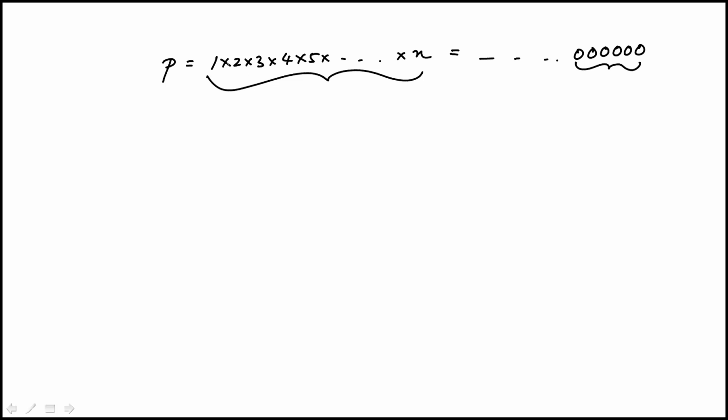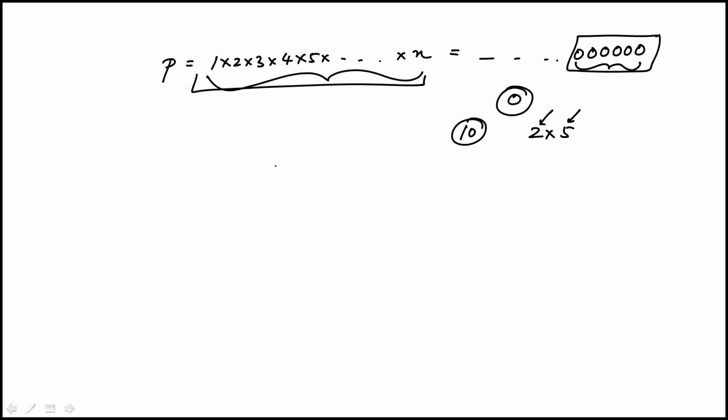So the way you want to think about it is, how far do I need to multiply so that we end up with 6 zeros? You can go further, but you want to go as little as possible. So the key thing is, how do we end up with a 0 when we multiply a number? Well, a 0 corresponds to a 10, and a 10 is formed when you have a single 2 and a 5.